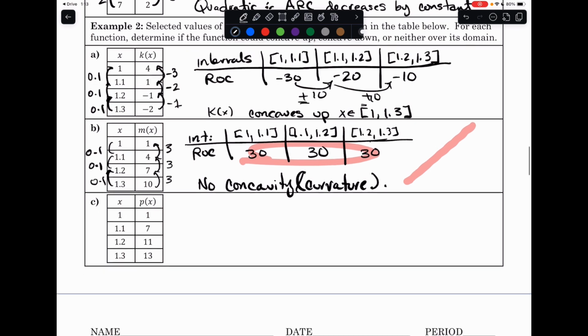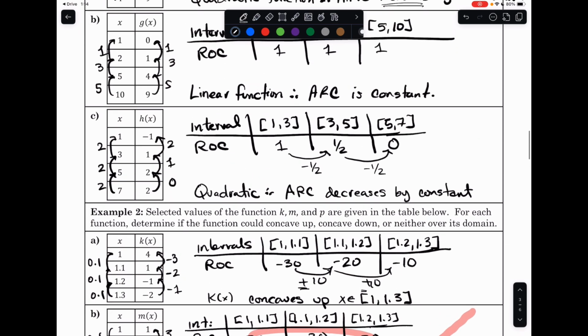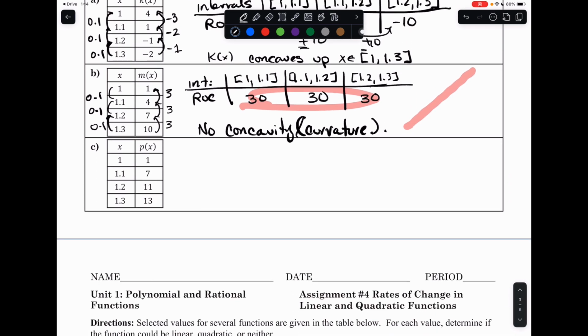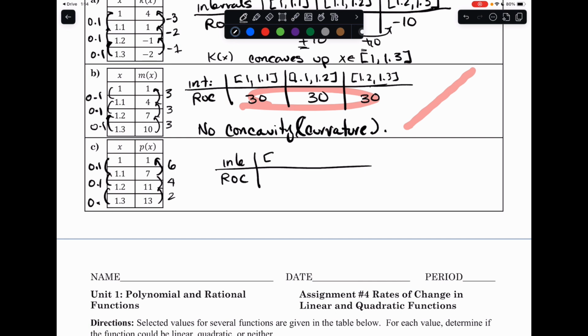And let's check the last one. So for our last example here, again, these are changing by 0.1. 1 to 7 is a change of 6. This is a change of 4. And the change of 2. So from 1 to 1.1, we have a rate of change of 60.